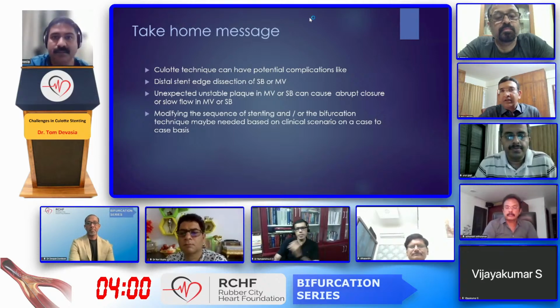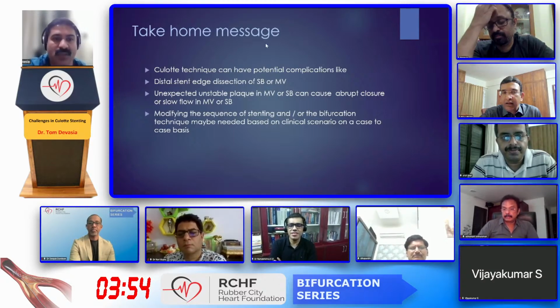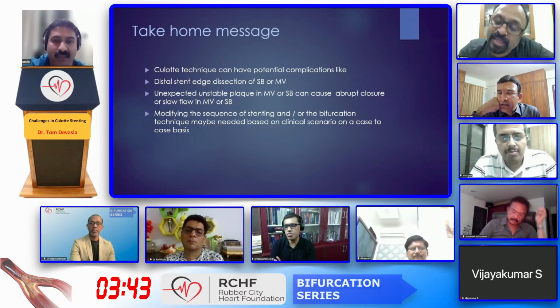This is not a Culotte, isn't it? It is a crush technique. No, I wanted to do a mini crush, but because the patient was breathing deeply, I decided to change my strategy. And you put a stent into the diagonal and then you stented the LAD. So there's no Culotte there. No, I pulled back the balloon and the wire.